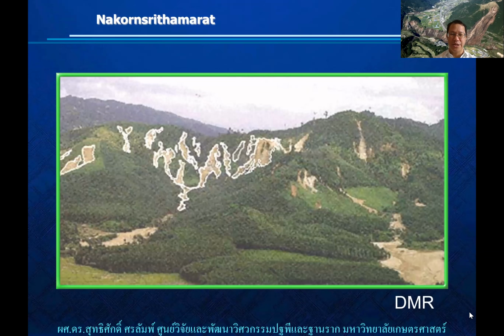These are examples of how the mountain looks after a debris flow occurs. Heavy rainfall occurs, and many areas slide down like this. Then the debris accumulates and flows down the slope.